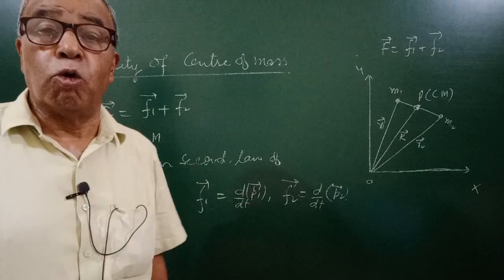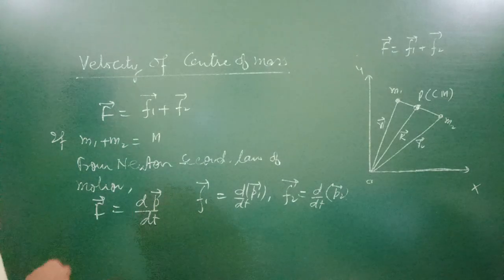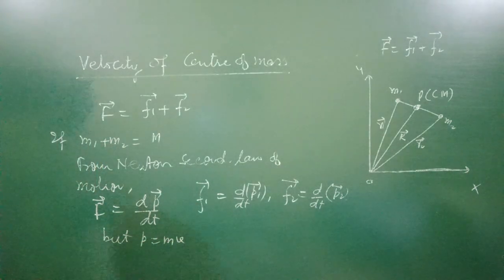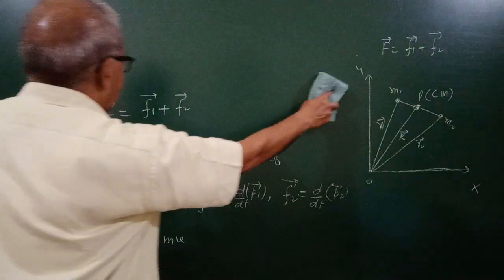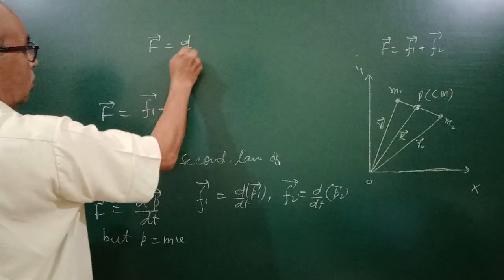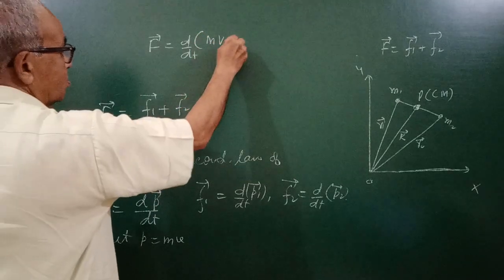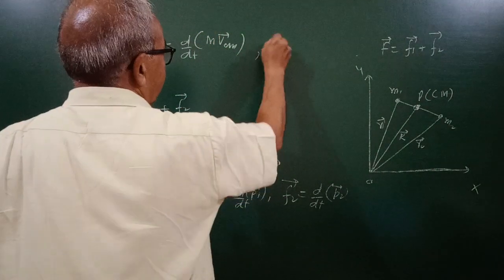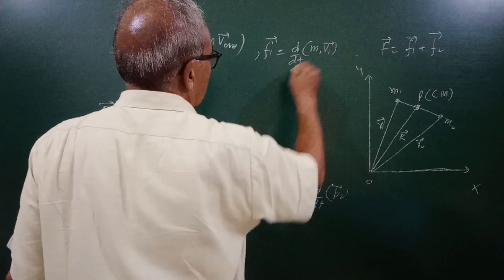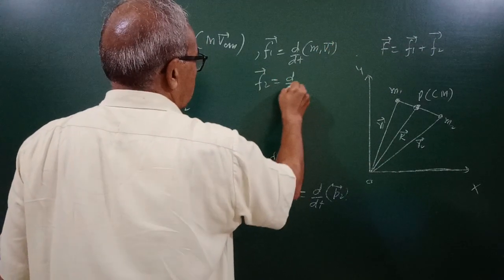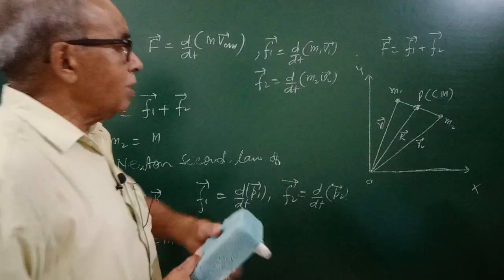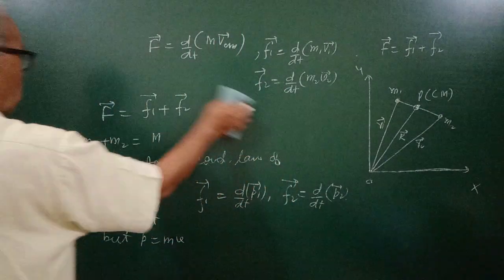Rate of change of momentum equals force, but p equals mv, therefore vector F can also be written as d by dt of M Vcm, and F1 as d by dt of m1v1, and F2 as d by dt of m2v2, where v1, v2 are the velocities at an instant of time of masses m1, m2.